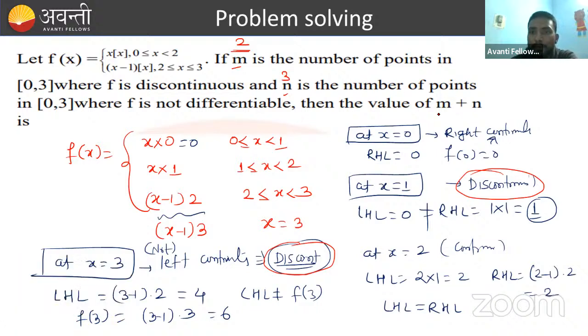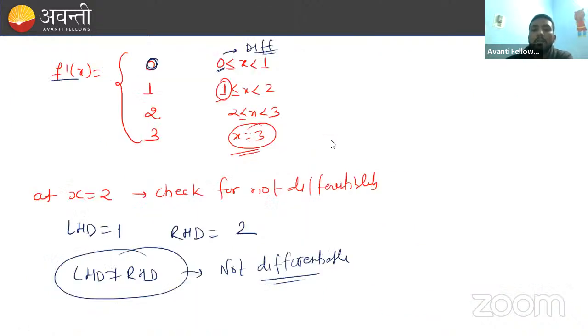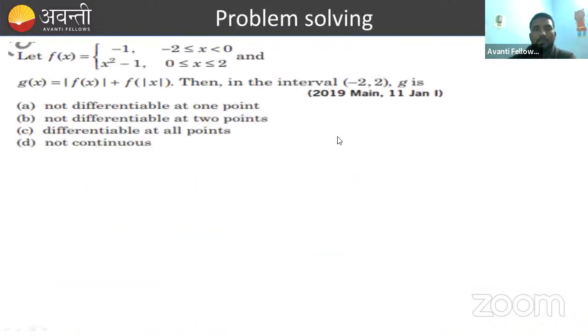So what is m plus n? It will be 2 plus 3, that is equal to 5. I hope this one is clear, guys. Can anybody tell me if it is clear or not clear? Okay, so that we can proceed to the next question. I hope it is clear.